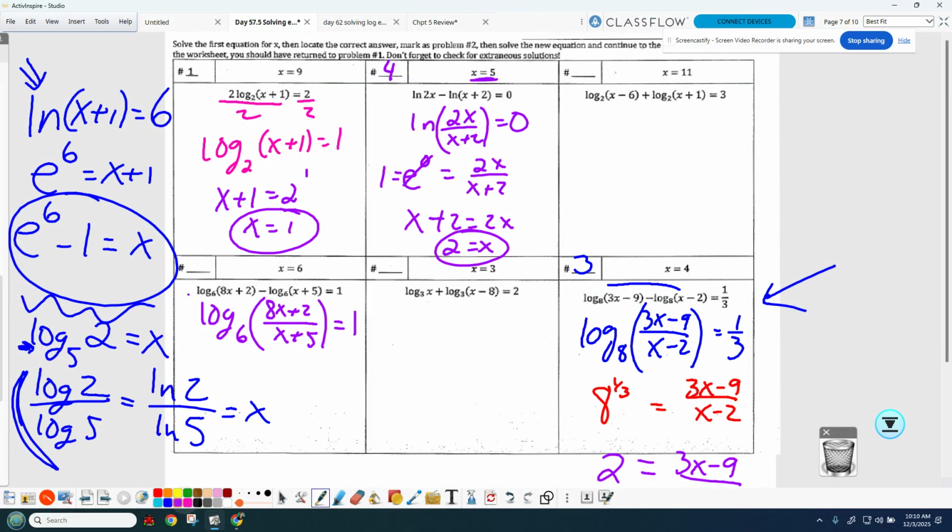What's the next thing? Multiply by x, oh wait. Go to exponential, so it's 6 to the first equals 8x plus 2 over x plus 5. And then you multiply by x plus 5, because the 6 is the first, to get 6. And then you have 6x plus 30 equals 8x plus 2. Then you're subtracting 2 and subtract 6x. So that's x is 14. Yeah.